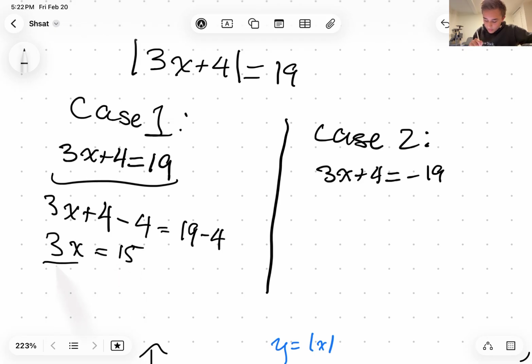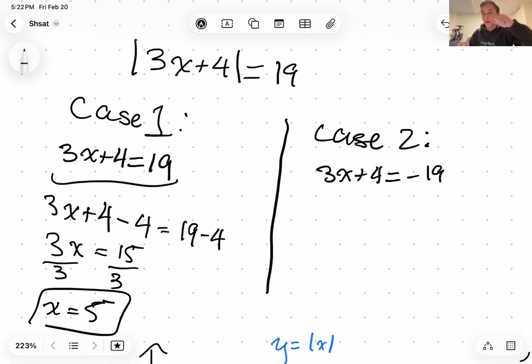So you can divide both of those by 3, and you get x equals 5. So now you can go ahead and plug 5 back into your absolute value equation to make sure that 5 is not an extraneous solution that you generated. So we know that 5 times 3 is 15. If you add 4, you get 19, and the absolute value of 19 is 19. So 5 is a solution to this equation.